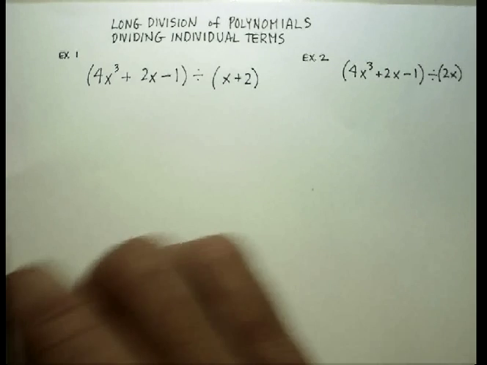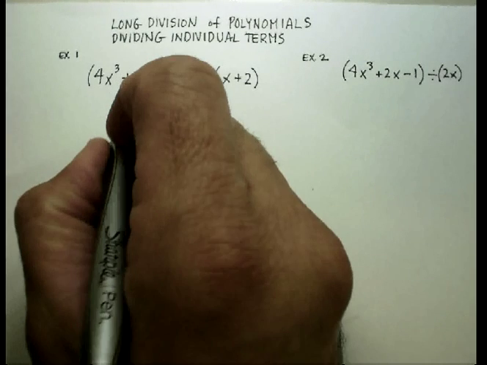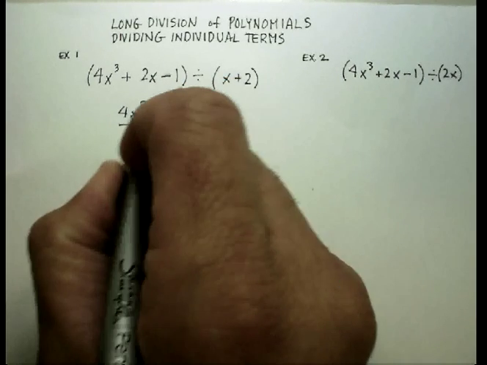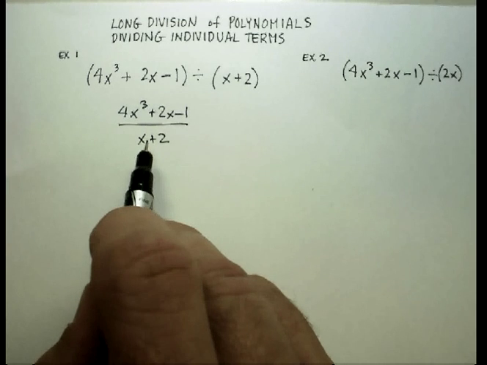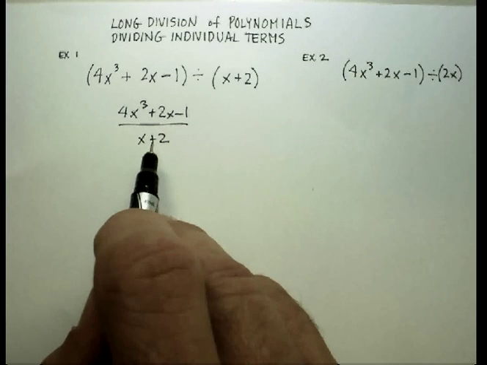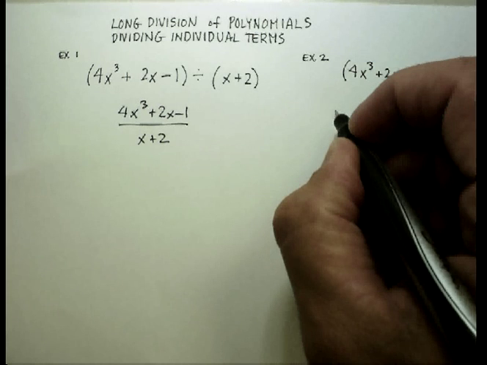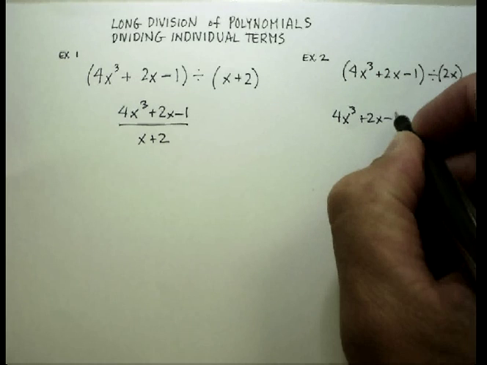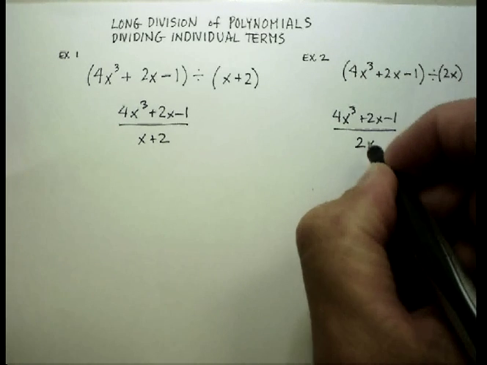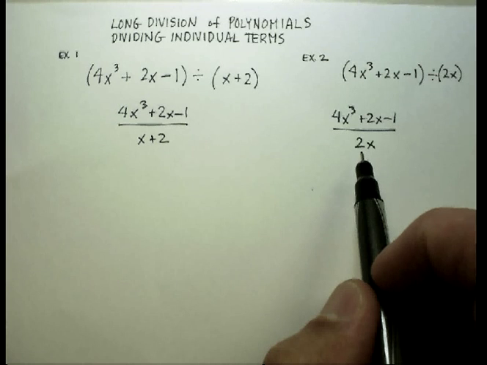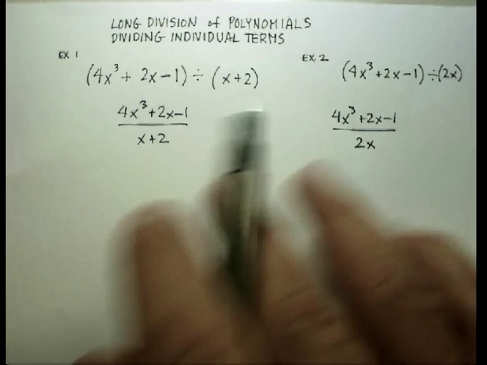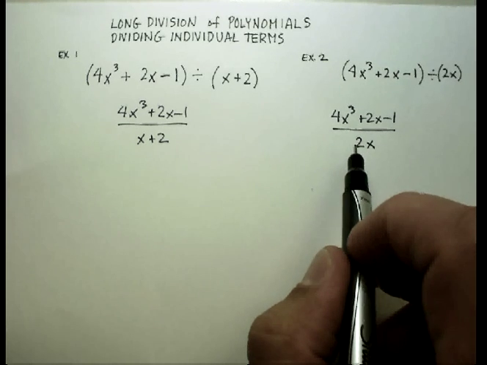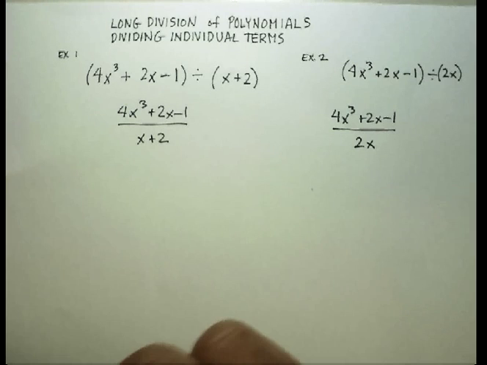And this polynomial is a binomial, isn't it? So we could rewrite it like this. And you can see that your denominator is a binomial. On this one over here, let's rewrite. It's a slightly different problem. And notice that my denominator is a monomial. Now that's an important clue. If your denominator is a monomial, you want to divide individual terms.